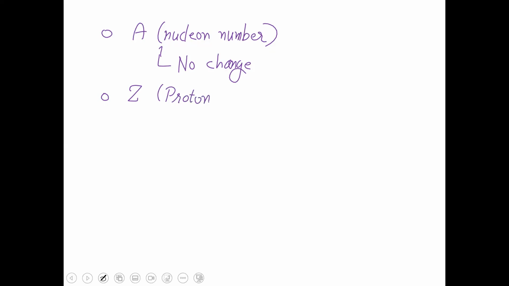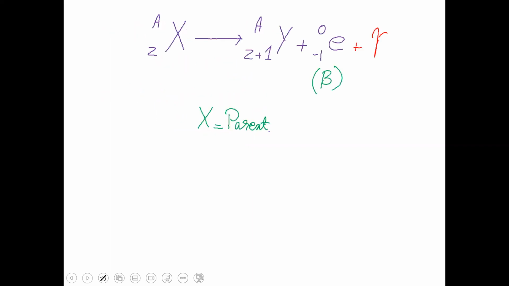Copy this screen. Increases by 1. Now this is the formula.